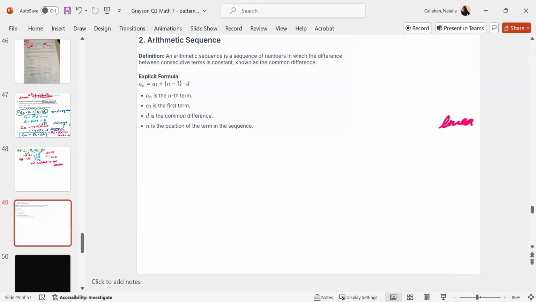Okay, that's the first one. We already have that one now. Next one you should have is geometric sequence. Geometric sequence is the one that they're going to use for exponential.